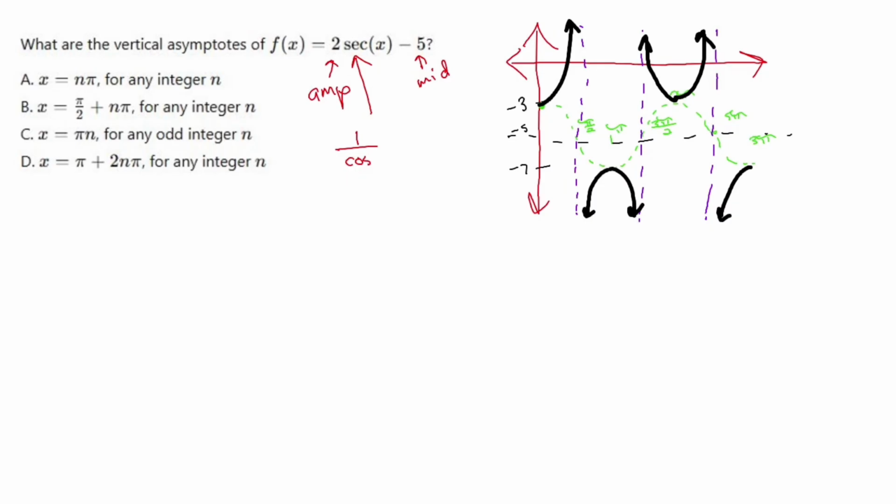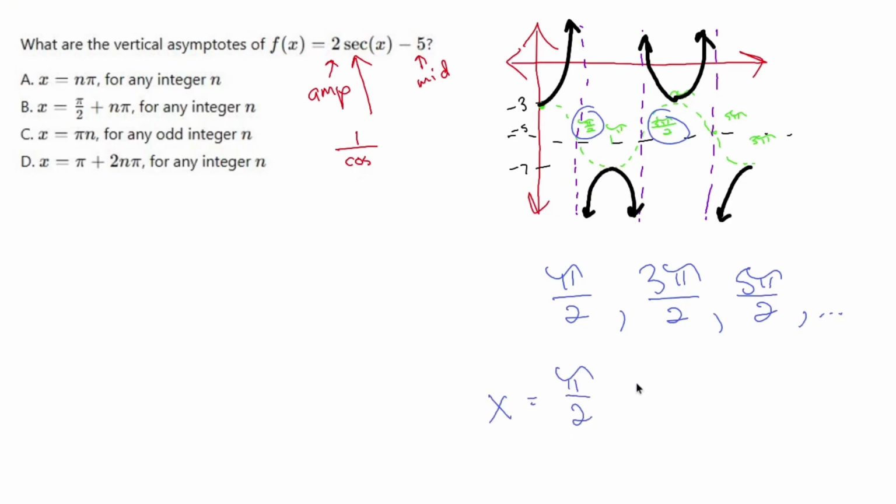Now, I did too much. I didn't have to do near that much. All I had to do was recognize that at pi over 2, and at 3 pi over 2, and at 5 pi over 2, and so on and so forth, we're going to get vertical asymptotes. Now, how do I turn that into an equation? Well, let's start out with pi over 2. And every time I add 1 or 2 or 3 or 4, I get another vertical asymptote. So we will say plus n pi, for any integer n. So the answer for this one is going to be B, baby.